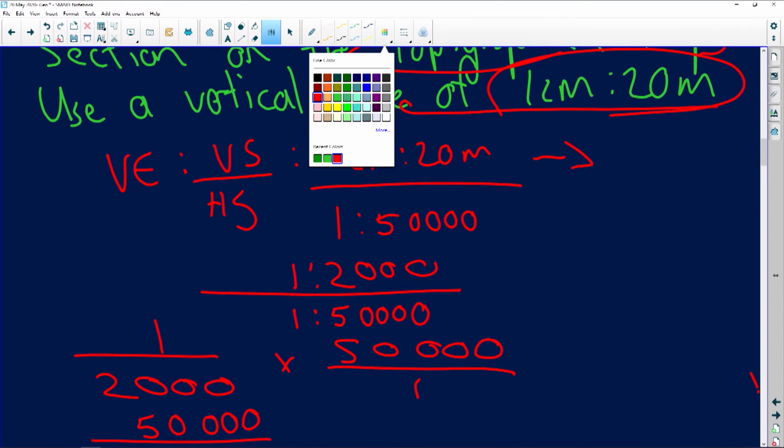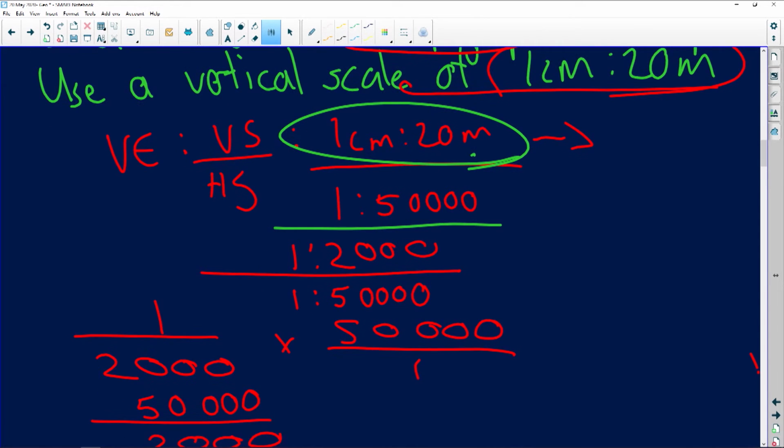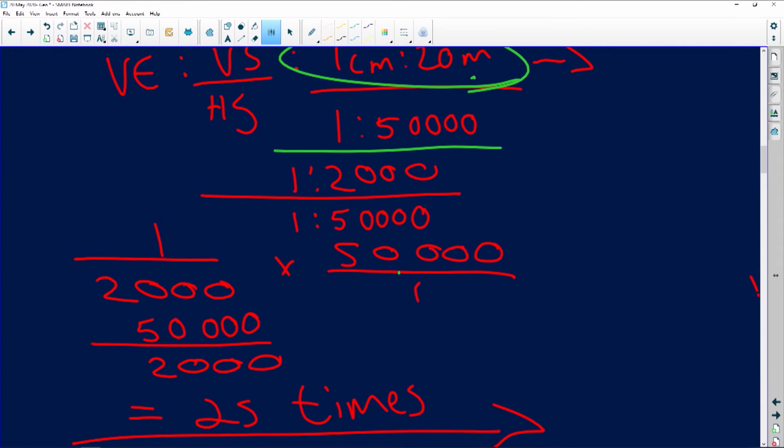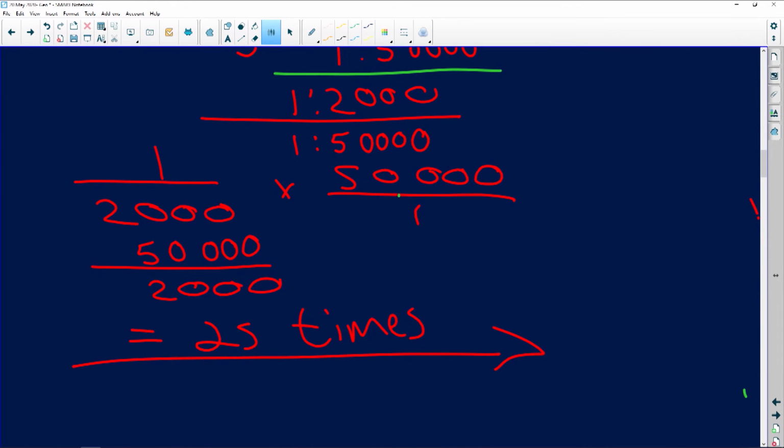If you look at your 20 meters, 1 centimeter represents 20 meters. Remember, our horizontal scale is represented as 1 to 50,000, which means 1 centimeter represents 50,000. So how many centimeters are there in 20 meters? 2,000. 50,000 divided by 2,000 equals 25 times. Okay, that is vertical exaggeration.